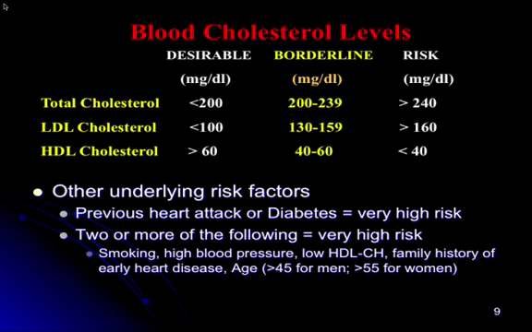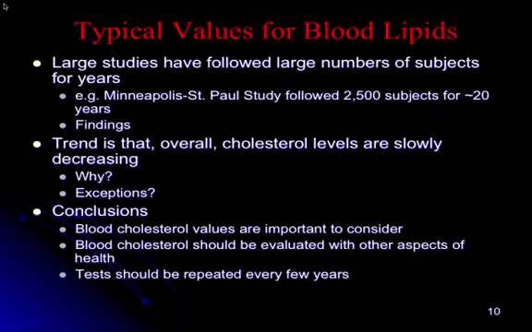Other underlying risk factors for this: previous heart attack or diabetes tends to increase risk. Two or more of the following are very high risk. Smoking, one of the worst things a person can do for their health. High blood pressure, low HDL cholesterol, family history of early heart disease. Age, for men over the age of 45, elevated risk. For women over the age of 55. Slightly different there. Remember, it's multifactorial.